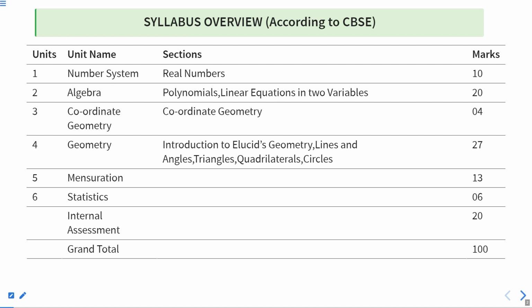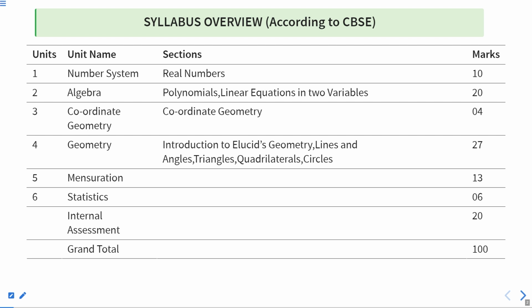The next unit is Geometry, and in geometry we will cover introduction to Euclid's geometry, lines and angles, triangles, quadrilaterals and circles. This geometry unit is a very important unit according to your CBSE board. The weightage of this unit is 27 marks, the highest weightage of this class.